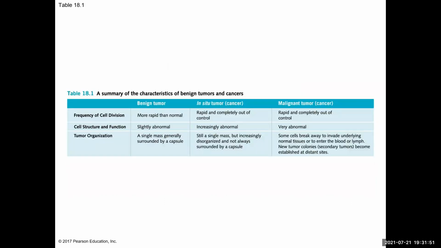So here is a table with the types of tumors you can have. So benign, in situ, and malignant, the frequency of the cell division, the cell structure and function, and then the tumor organization of those different types of tumors.